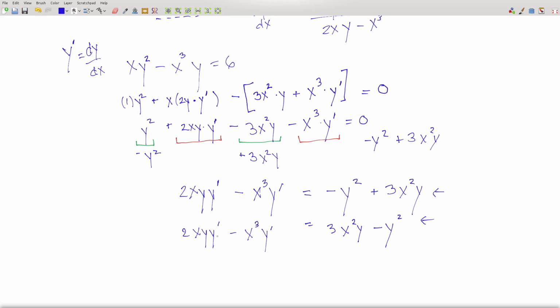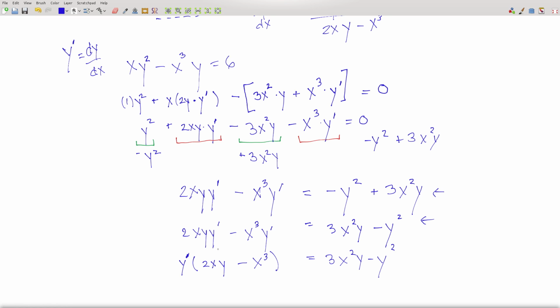Now look, both of these terms have the derivative of y in it. That was not an accident. We intentionally got all the terms that have the derivative of y onto the left-hand side. Everything that does not have a y prime in it was moved to the other side. And the reason that we did that was so that now we can factor out y prime. When we factor out the y prime, we get y prime times the quantity 2xy minus x cubed is equal to 3x squared y minus y squared.